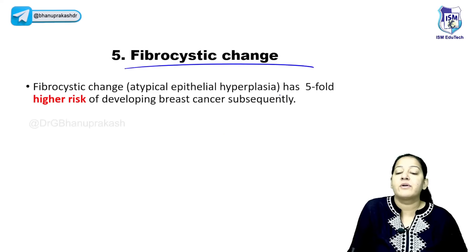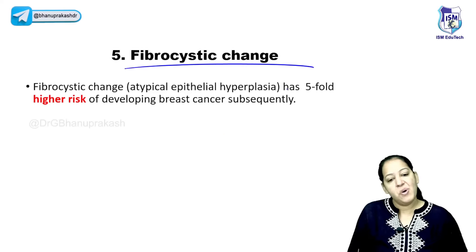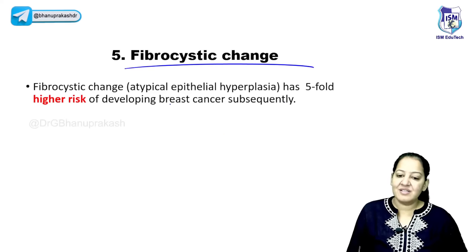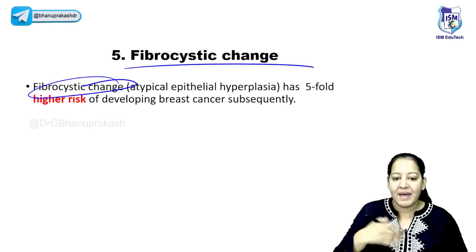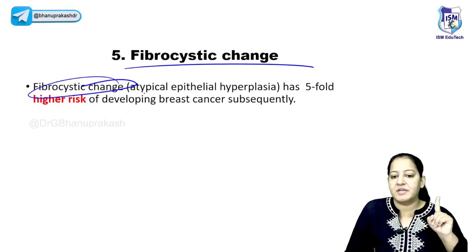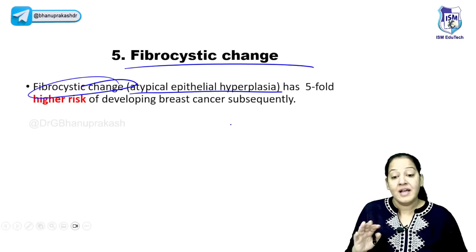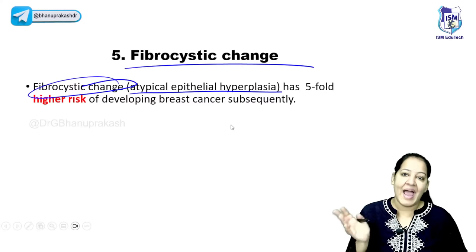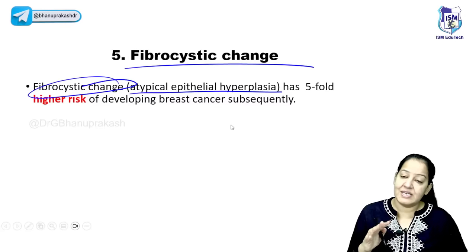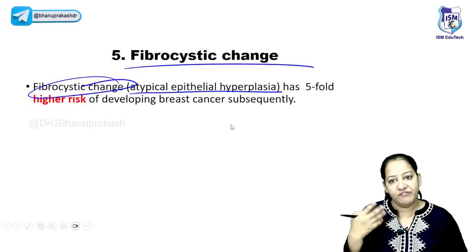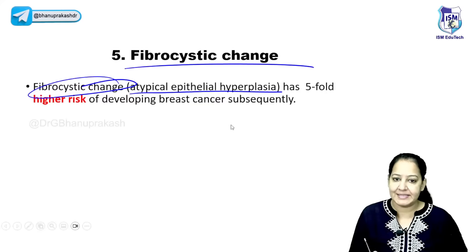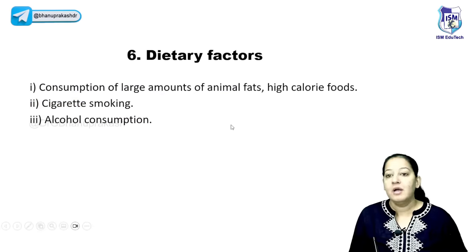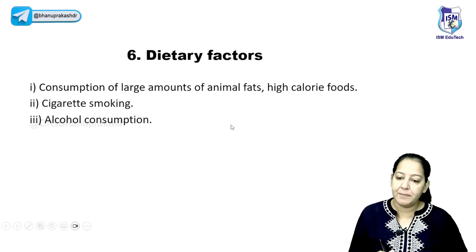Now coming to the next risk factor, that is fibrocystic disease. What is fibrocystic disease? Fibrocystic diseases are benign diseases. There are many types of fibrocystic disease. The most important among them is atypical epithelial hyperplasia. That increases the risk of breast cancer 5 times. It's a benign disease, so any female having fibrocystic disease should always be cautious. In future, she can have malignant cancer from the atypical hyperplasia.